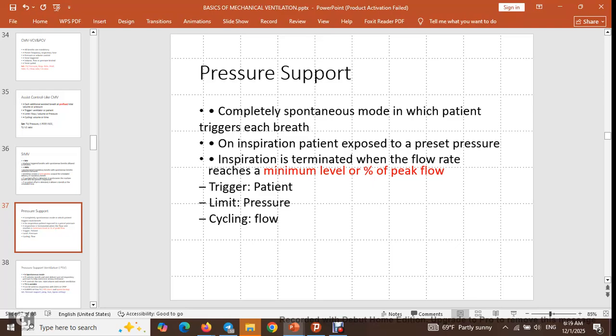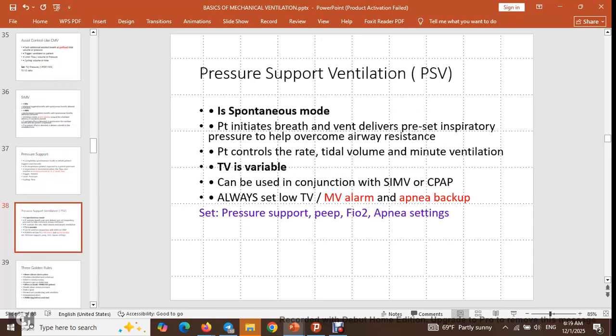In this supportive ventilation, the trigger is the patient and the limit is pressure. There is some limit of pressure to avoid lung injury. The other thing is cycling, which is flow cycling. So PSV, or pressure support ventilation, is a spontaneous mode: the patient initiates the breath and the ventilator delivers a preset inspiratory pressure to help overcome airway resistance, because there is a lot of resistance including the endotracheal tube. So the patient controls the rate, the tidal volume, and the ventilation. Tidal volume is variable and can be used in conjunction with SIMV or CPAP.